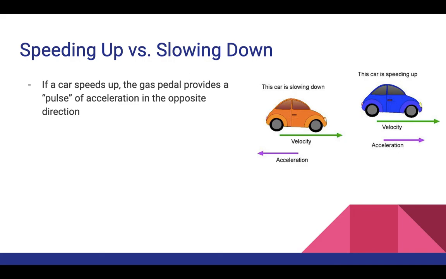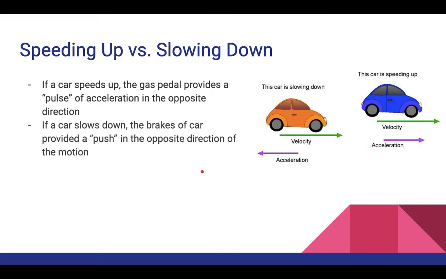To help us think about this, we'll think about it from the perspective of a car. If a car is speeding up, the gas pedal provides a pulse of acceleration in the same direction of motion, aka the same direction as our velocity. If the car slows down, the brakes of the car provide a push in the opposite direction of the motion, which is what you feel when you're slowing down. So in this case, our acceleration will be pointing opposite the direction of our velocity.